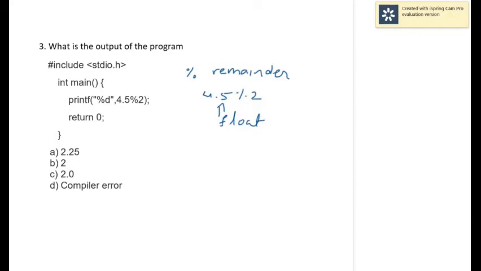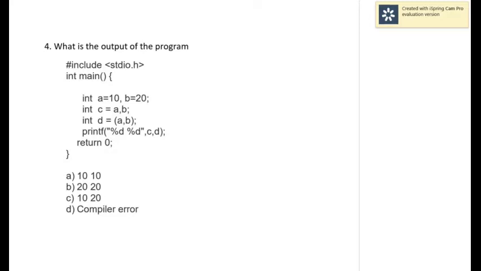And the next question is a equal to 10 and b equal to 20, and here int c equal to a comma b. This statement will be understood like int c equal to a, comma, int b. That means we are defining b again. Already here int b equal to 20, b is declared and assigned with a value. So again we are declaring b, so we'll get a compilation error, that is b is redefined.